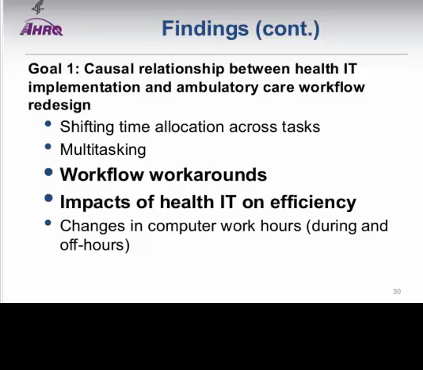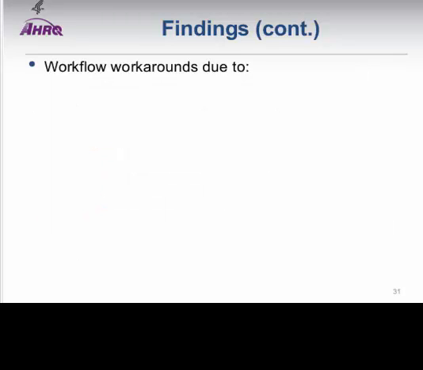So workflow workarounds and the impacts of health IT on efficiency are the next two findings I'll focus on. So we observed many workflow workarounds, and they were due to a number of reasons. One was just a fear of the information being lost in the system. So there was a little distrust of some of the new health IT, and these type of workarounds were usually paper or redundant paper systems. So a paper system just to make sure that the information wasn't lost until confidence was built.